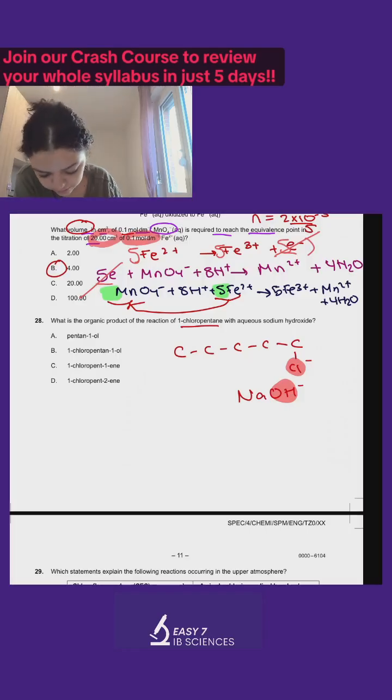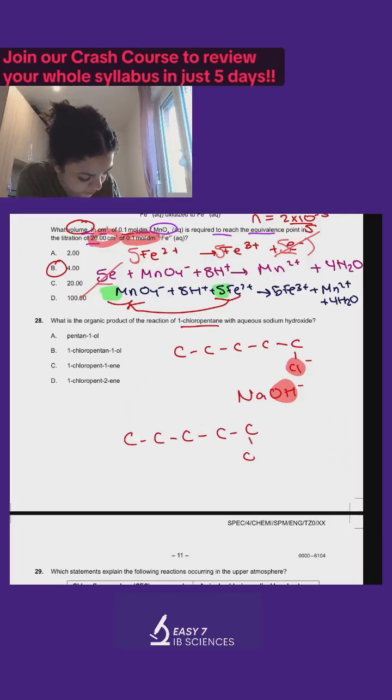So what do you actually end up forming? Can anyone tell me? 1, 2, 3, 4, 5. Substituted with an OH, taking the spot of the chlorine because OH is more reactive than chlorine. I end up forming pentan-1-ol, an alcohol. Very good. Everyone that said A, perfect.